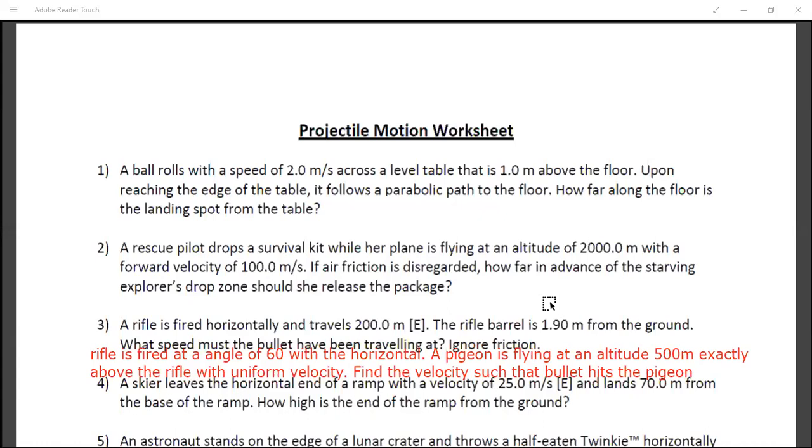So sir, since you have changed the question, the rifle is fired with an angle of 60 degrees. It travels 200 meters to the level where it's fired from, or where it lands on the ground, and that's the distance. Same level, 200 meters. So R is equal to 200 meters. Yeah, correct.